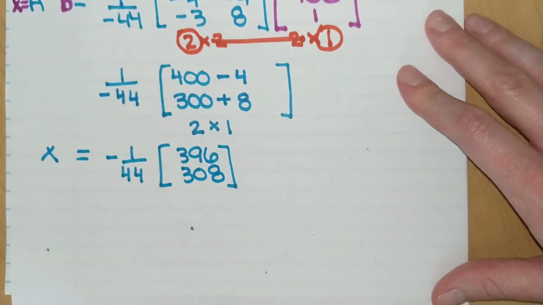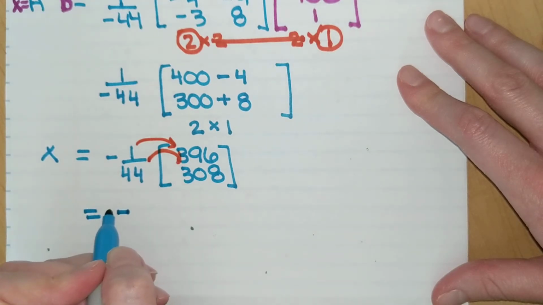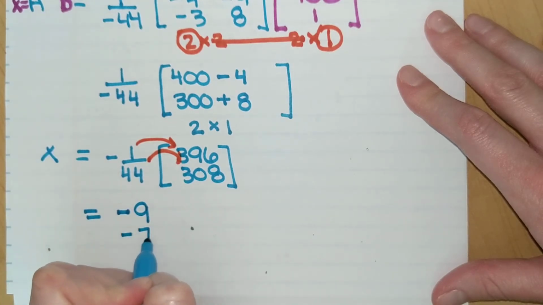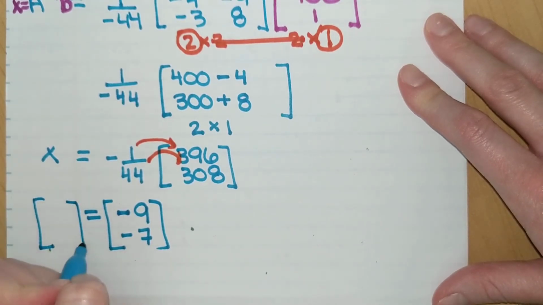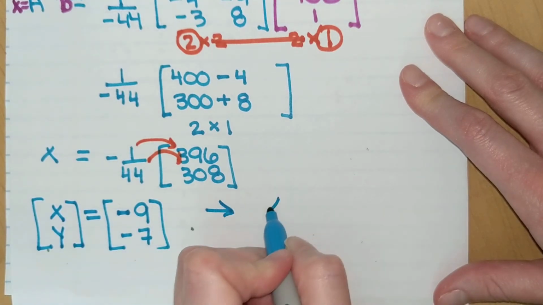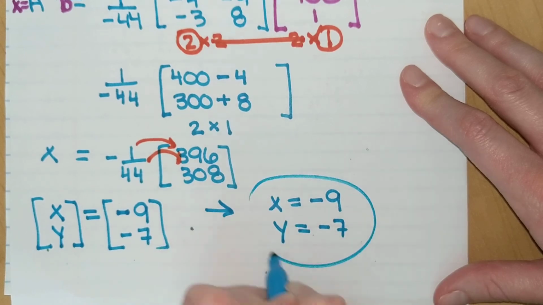When you distribute the negative 1 over 44 to both of these terms, what you'll see is that you get negative 9 and then negative 7. So this x, remember, represents the entire vector, which has x and y. So what you're finding here is that x is equal to negative 9 and y is equal to negative 7.